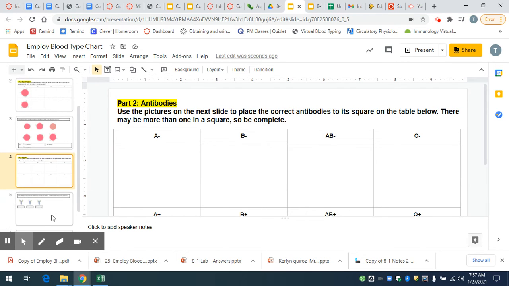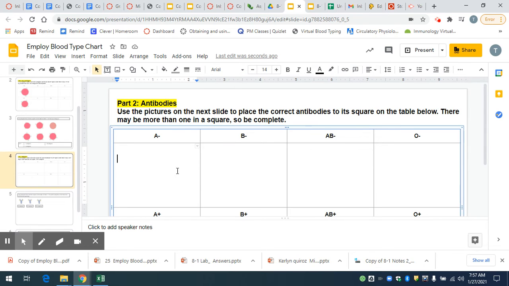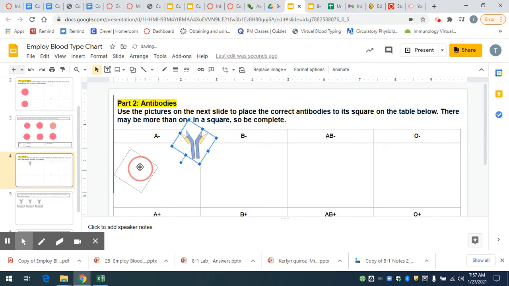So go to your antibody pictures. These you want to be sure to copy because you have to use them more than once. So we're type A, we need the B antibody. So click once, Control C to copy, go back here, Control V to paste. Drag it over. It's negative, so we need to give this square the Rh antibody.